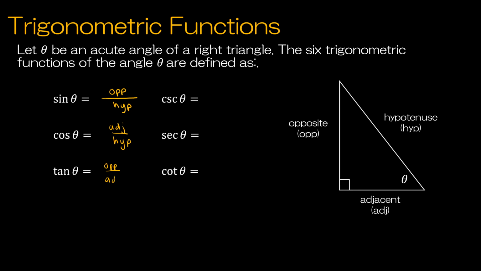So I didn't show you all of the math there, but I'm sure you can figure that out. Now, the other 3 trigonometric functions are, remember, just flipping over, or the reciprocals of these. So this is the hypotenuse divided by opposite. This is the hypotenuse divided by adjacent. And this is the adjacent divided by the opposite.